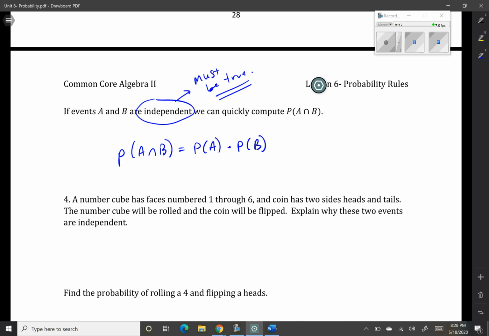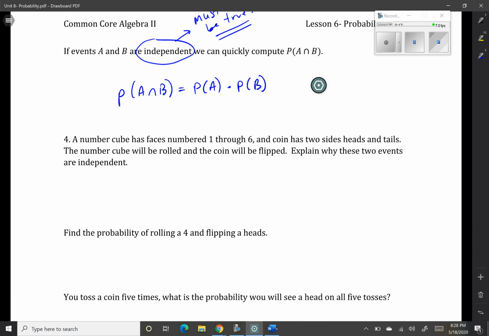Okay? So let's take a look at one that is an obvious set of independent events. It says a number cube has faces ordered 1 through 6, and a coin has two sides labeled heads and tails. The number cube will be rolled and the coin will be flipped. So think about this. If you have a die in your hand and you have a quarter in your hand, if I flip the quarter and it lands on heads, is that going to affect the number that I roll on my die? The answer is absolutely not. It can't. Whatever that coin lands on is not going to change the chance that I roll a 6 on the die. So these events are independent just by the context of the problem.